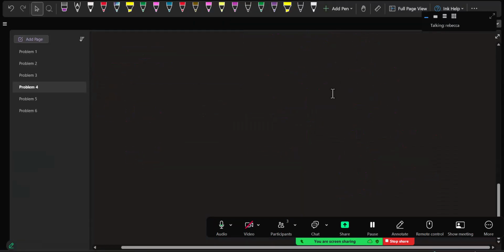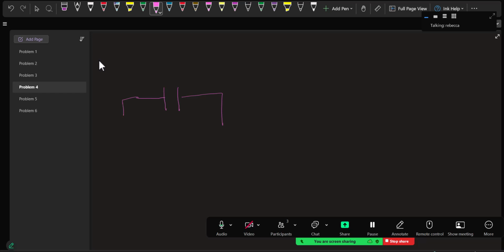Okay, so let's take a look at what happens with a capacitor as it is charging and after it is charged. Let's say I've got a switch right here. So right now the capacitor is uncharged. And then I throw the switch.